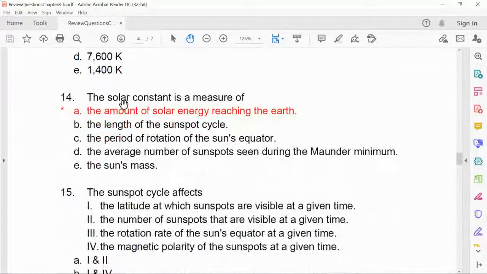14, the solar constant is a measure of the amount of solar energy reaching the Earth. That's what the solar constant is.